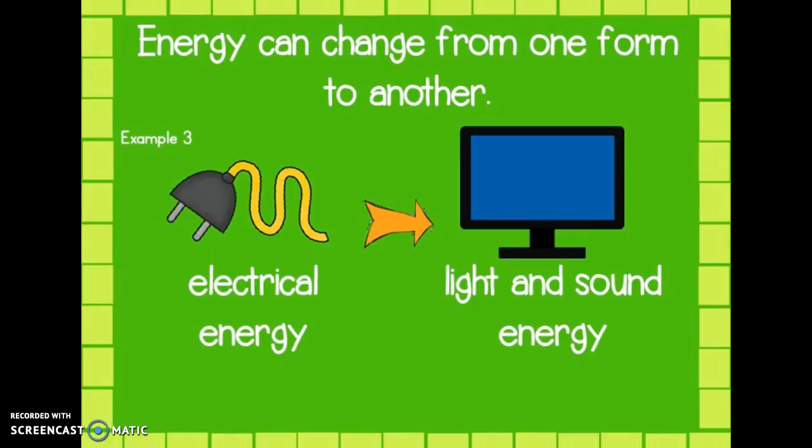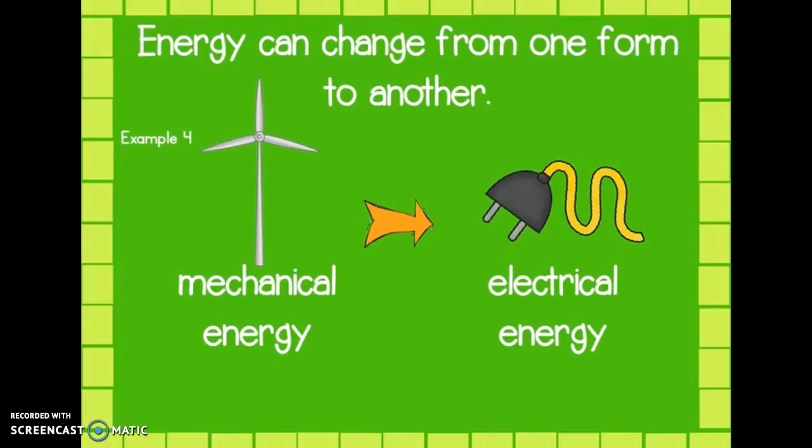So here's another example. Electrical energy is being used by the TV, and the TV is then producing light and sound energy in the form of a movie. Mechanical energy is being used by the windmill, by the turbine, to produce electrical energy. Then that electrical energy would in turn be used by our hairdryer example and produce thermal energy. So it can cause a chain reaction, being changed from one form to another.